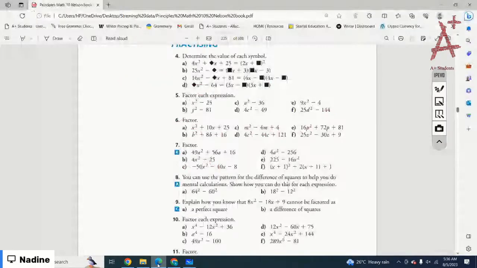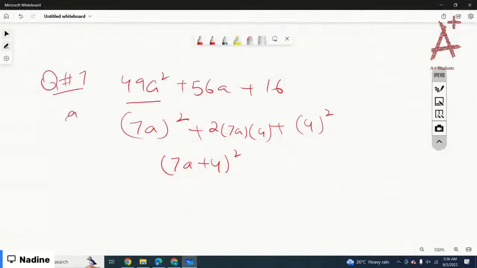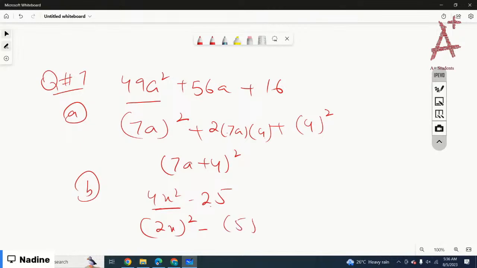B part is 4x square minus 25. 4x square is the square of 2x, and 25 is the square of 5, right? So this is the difference of squares. You can write them as 2x minus 5 and 2x plus 5.